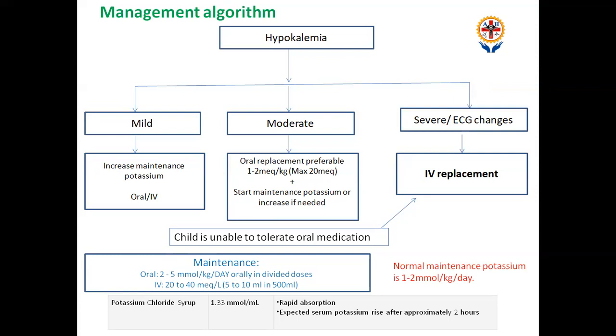So this is how for mild to moderate cases you manage. So oral maintenance extra, if not taking orally, IV maintenance extra, not the normal maintenance, you need to give extra maintenance. And if hypokalemia, you need to give oral correction. If the child is not able to take orally, go for IV correction and increase the maintenance. And severe ECG changes, the child is sick, you need to go for IV correction.